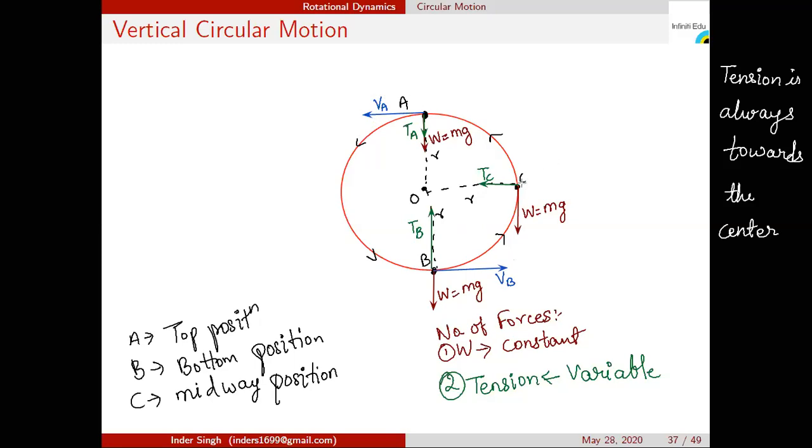Velocity at position C, it is like this, vertically upwards. And this velocity is nothing but VC. At position C, what is the velocity?